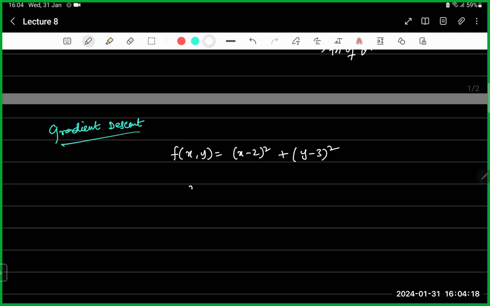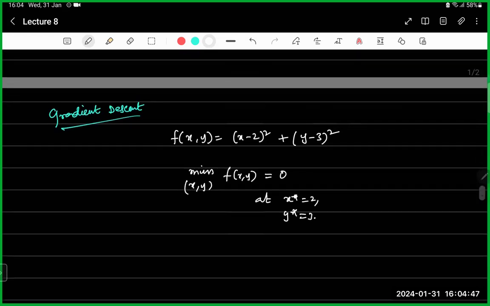If I want to minimize this function over x comma y, what is the value? If I want to minimize such a function, what will be the value? What is the minimum that this function can take? Zero, right? At h star equal to... right, we know this.